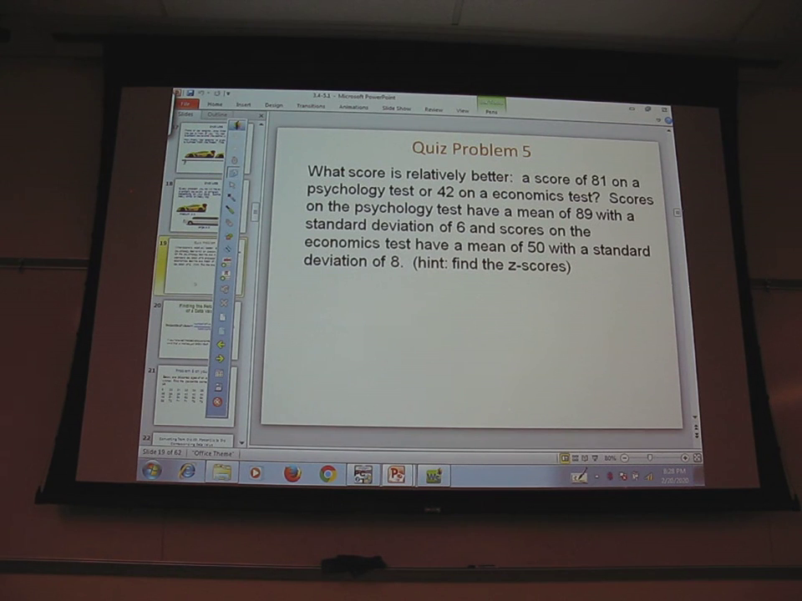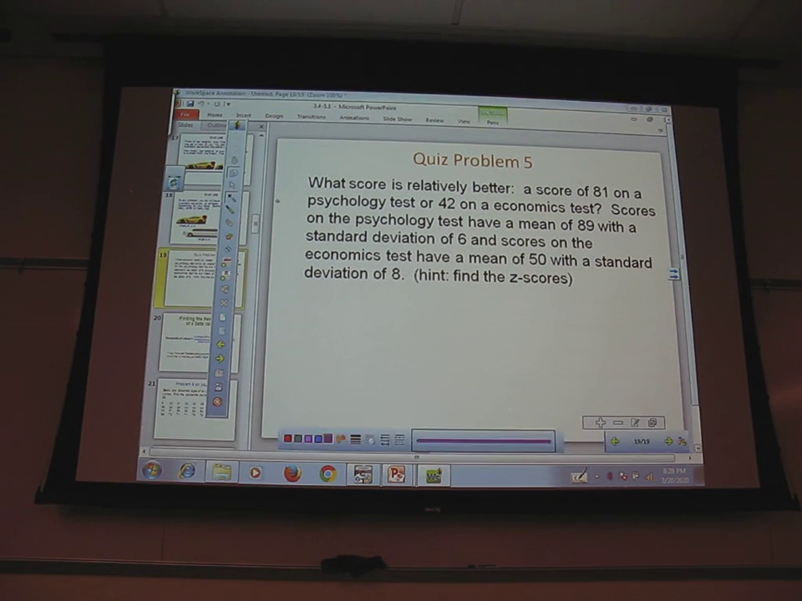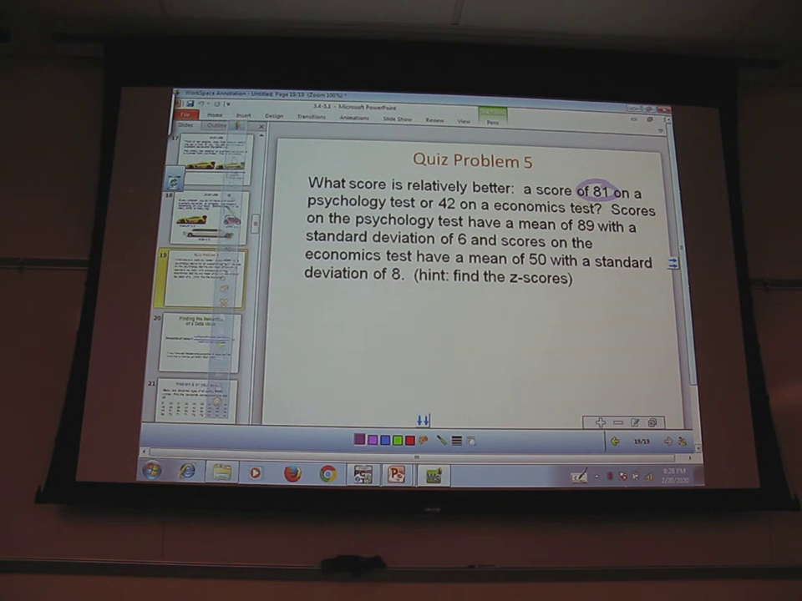So this leads to your quiz problem number 5. And you guys need just a minute to go through those and figure out how to calculate the z-scores of these two things. So here's some things to look at. What are the things that you care about? You care about this guy, that's your score, right? But you also have to find the mean of psychology and the standard deviation of psychology. So psychology, score of 81 on a psychology test. Psychology tests have a mean of 89, standard deviation of 6. So those are the ones you need for that one. So I'll give you guys a minute to finish those up.